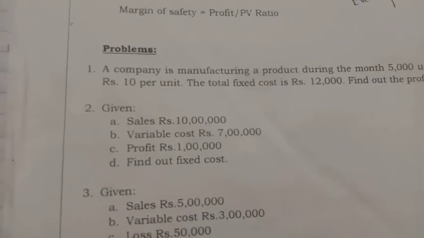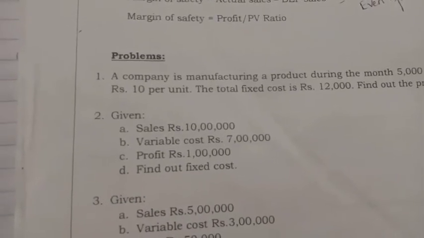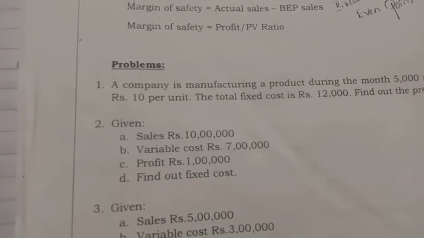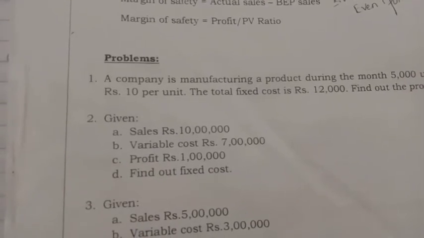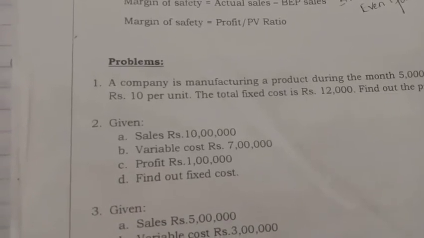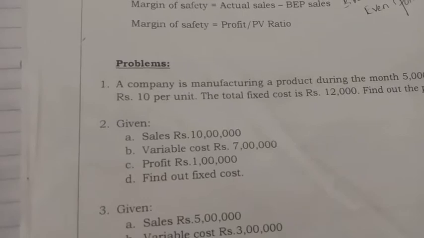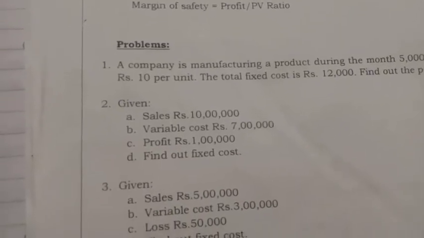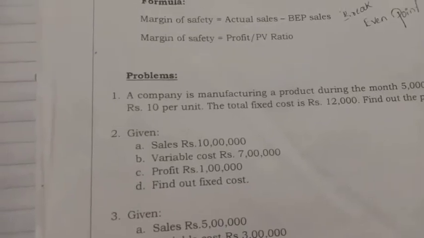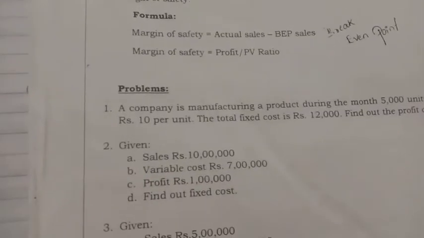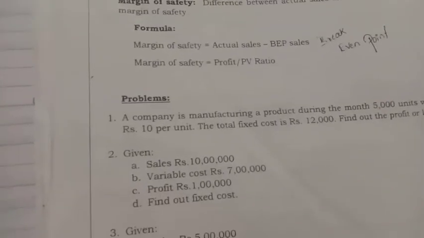See the second problem. Sales 10 lakh, variable cost. So here variable rate is not given, directly they have given the cost amount. Cost means the total value, 7 lakh. Profit is 1 lakh. Then find out the fixed cost. So profit is given, fixed cost is not given. So with the same statement we can ascertain what the fixed cost is.